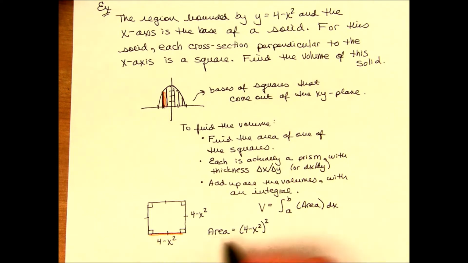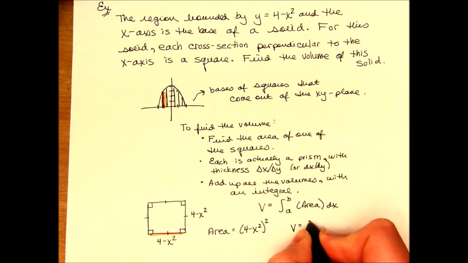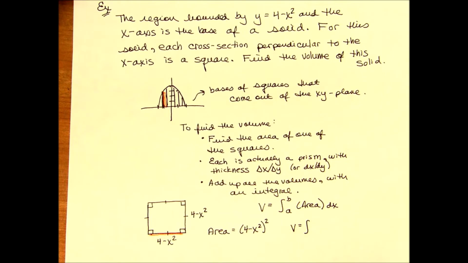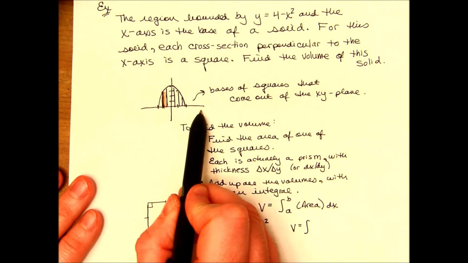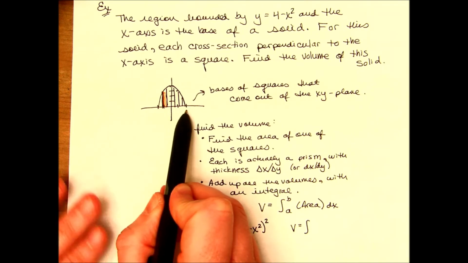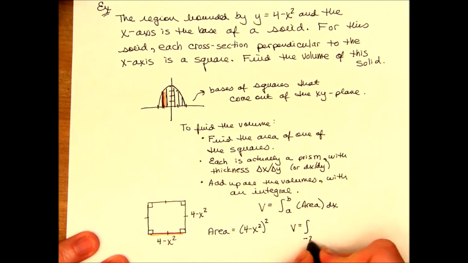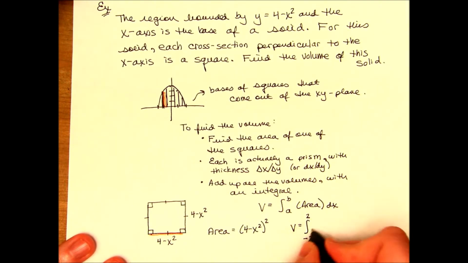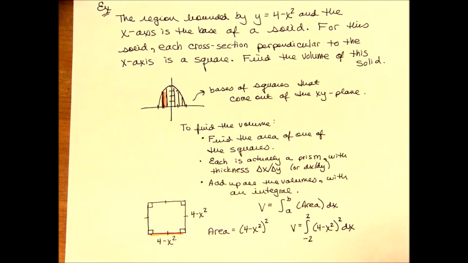How do I add them all up? I'm going to take an integral. The volume is going to be the integral, well, over the region that I'm dealing with. The x values for my region start from -2 and end at +2. So I'm going to integrate from -2 to +2, and I'm going to integrate that area formula, 4 minus x squared, squared dx, the thickness, which turns our two-dimensional area into a three-dimensional volume.